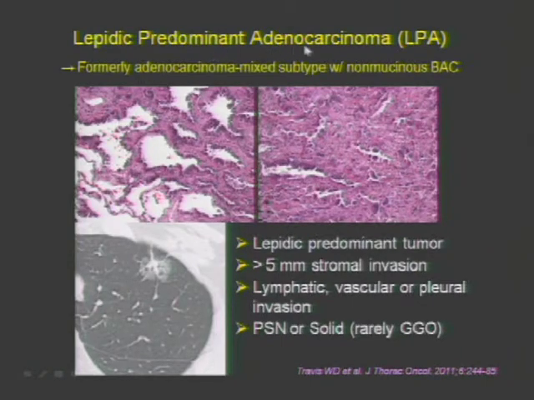Lipidic predominant adenocarcinoma is the adenocarcinoma mixed type with non-mucinous BAC pattern on prior nomenclature. So we can see there is a predominant area with lipidic pattern, but one area of stromal invasion that measures more than 5 millimeters. And these tumors may have lymphatic, vascular, or pleural invasion. On CT, they tend to be part solid nodules, but they can be solid and rarely ground glass in attenuation.